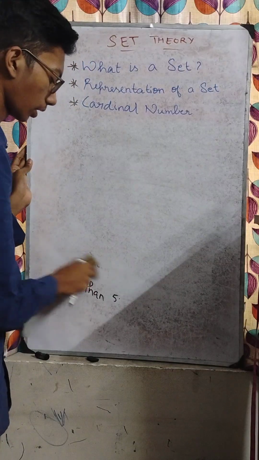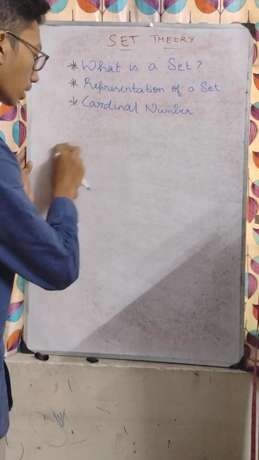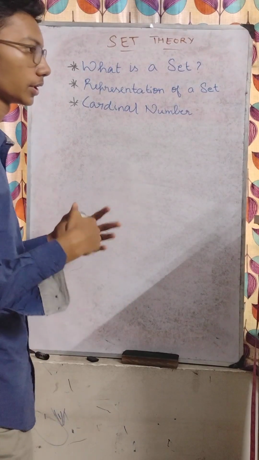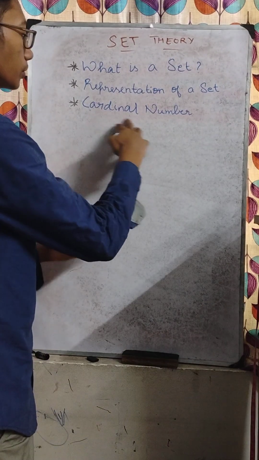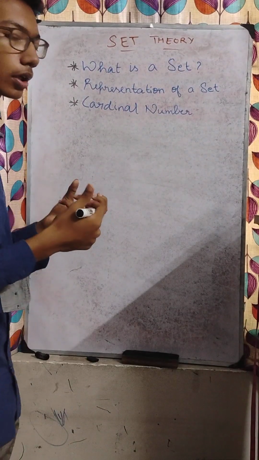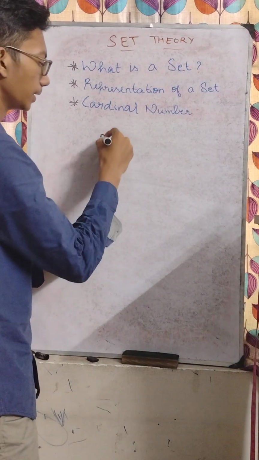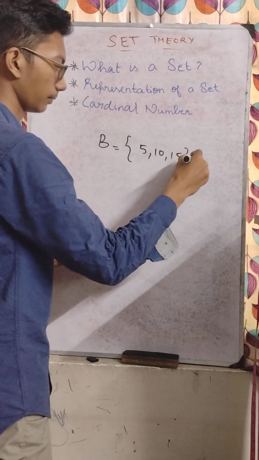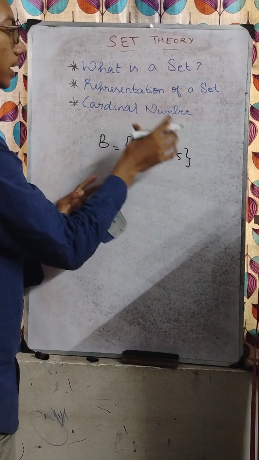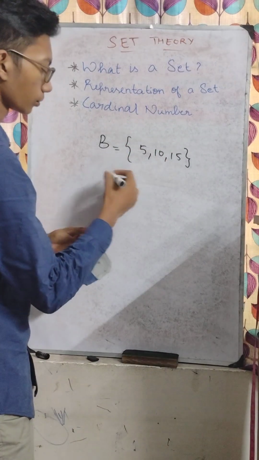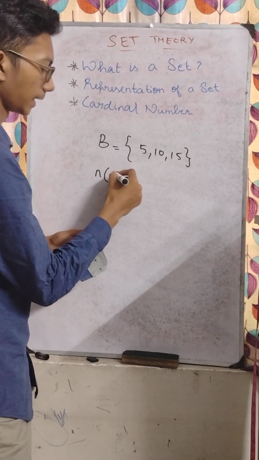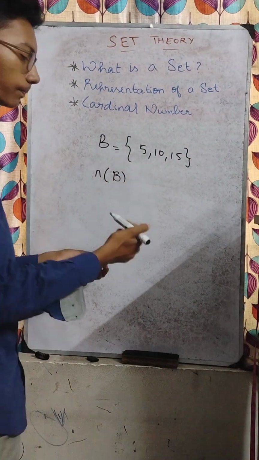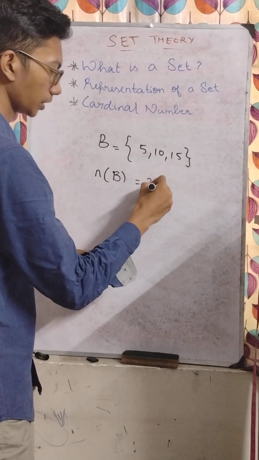Again, like matrices, there are a huge number of types of sets. We will see it in a future video, but for now we will see what cardinal numbers are. Let's say we have a set B with the elements 5, 10 and 15. The cardinal number of this set is usually represented as n of the name of the set. So n of B, which is equal to 3.